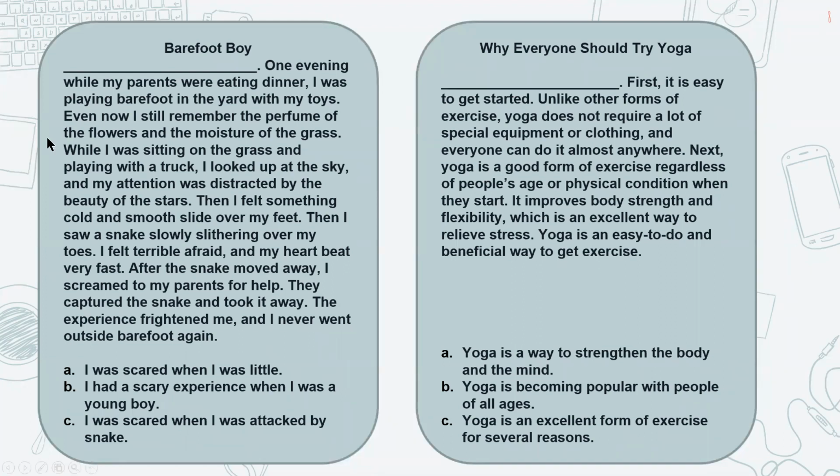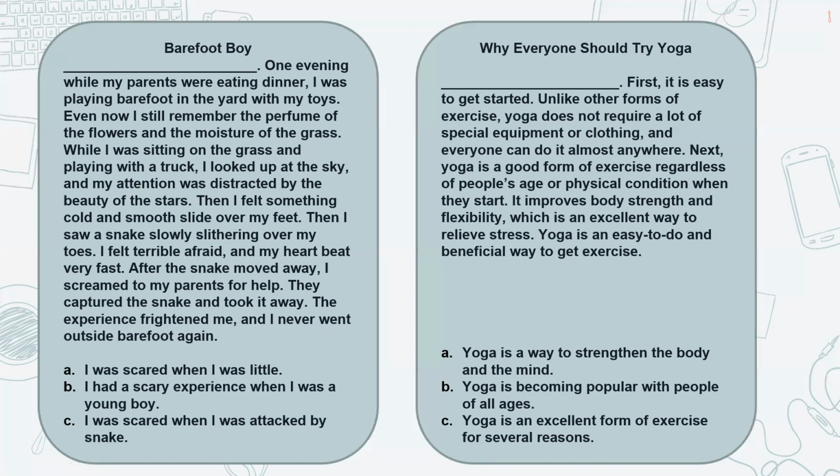The first one is called Barefoot Boy. If you read the second sentence, of course, the first one is missing. One evening, while my parents were eating dinner, I was playing barefoot in the yard with my toys. So it's about a story. If you keep reading, I felt terribly afraid, and my heart. After the snake moved away, so there was a snake. And he was afraid, so he's telling you a story about something frightening that happened to him.